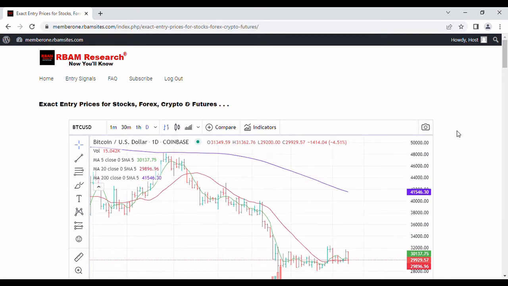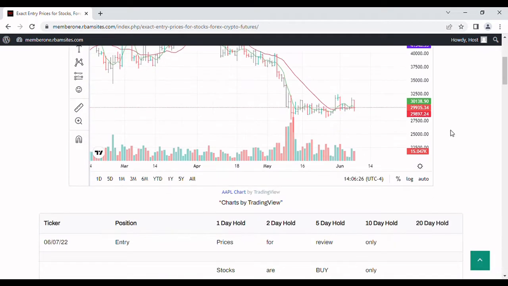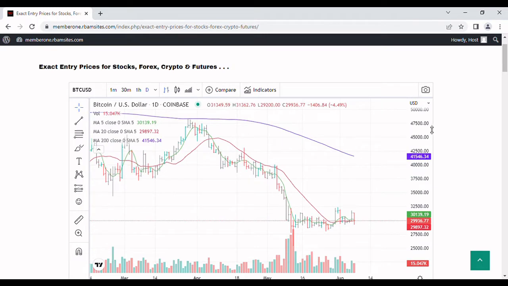Okay, we're going to do a quick video on Bitcoin price prediction. We're going to take a look at Bitcoin and we're going to go over some Bitcoin news. This chart that we're looking at is from TradingView, and it's Bitcoin on the Coinbase exchange. It's got three moving averages on here. It's got a 200-day moving average, a 20-day moving average, and a 5-day moving average.